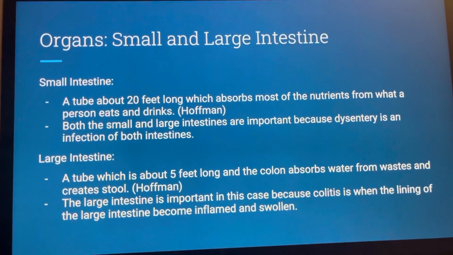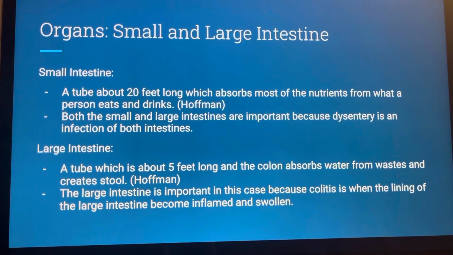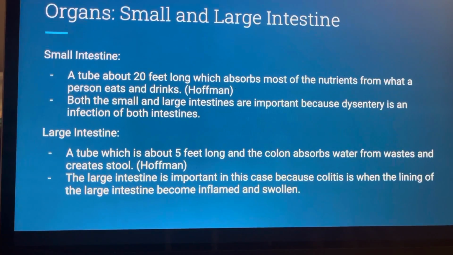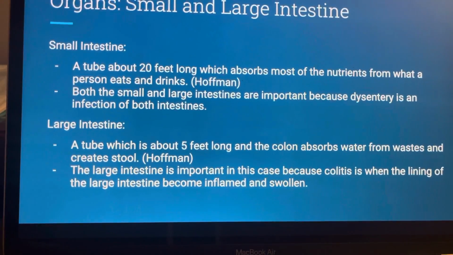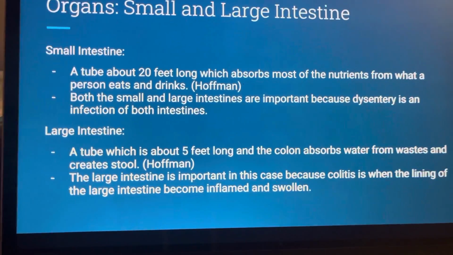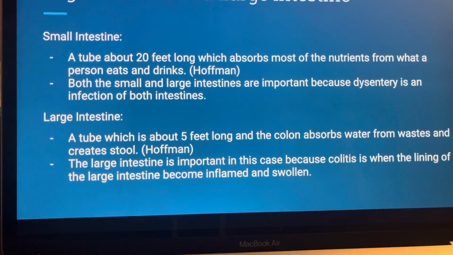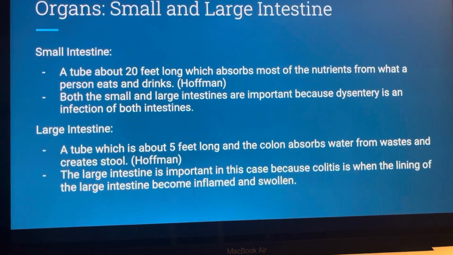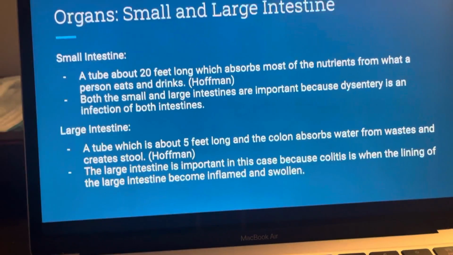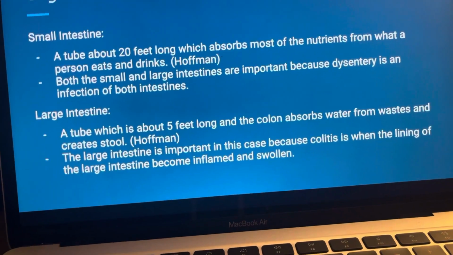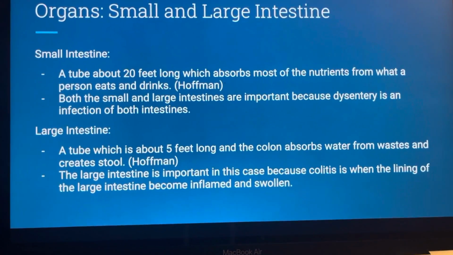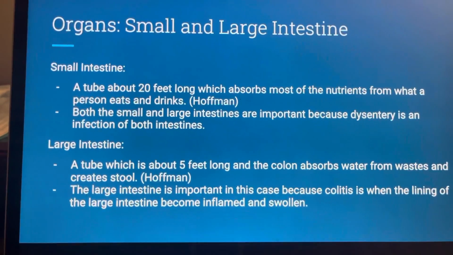This is a slide discussing the small and large intestine, which connects to colitis. So here's a tube. The small intestine is a tube about 20 feet long, and it absorbs the nutrients from what a person eats and drinks. And then the large intestine is a tube about 5 feet long, and the colon absorbs water from waste and creates stool. So the large intestine area is important because colitis is when the lining of the large intestine becomes inflamed or swollen. So that is why it connects with that.